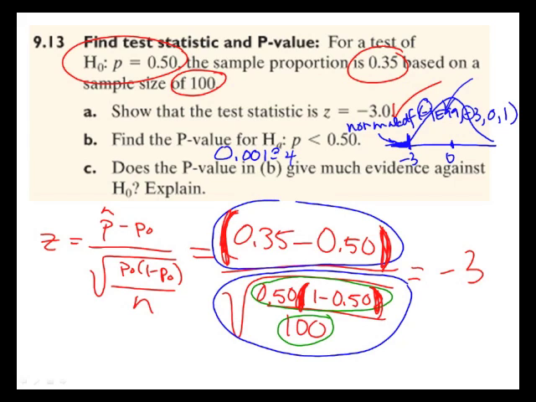Does the p-value give much evidence against the null? It is strong. It's actually very strong, isn't it? Very strong because it's so small. Any questions? Much, much less, not just a little less. A lot less.